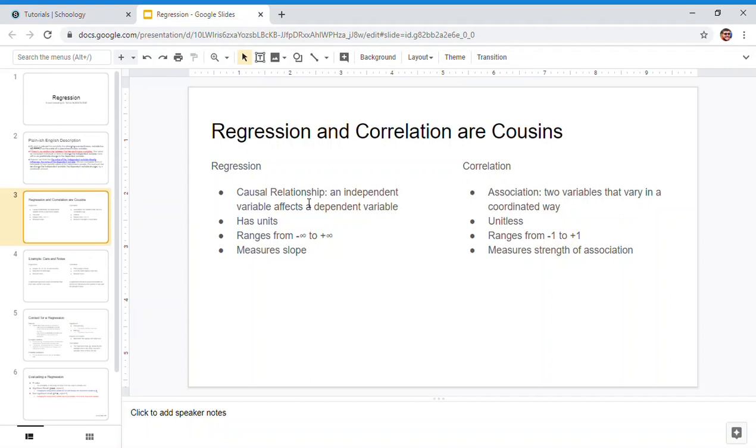So regression and correlation are cousins. They both deal with two continuous variables. Regression talks about a causal relationship. Correlation talks about association. Regression is in units, so we would say you go up by so many pounds for every foot that your height increases. Correlation is unitless. You just say there's a correlation between height and weight. Since regression has units, it goes from negative infinity to infinity. Correlation is bounded between 1 and negative 1. So regression measures slope. It lets you make direct predictions about the dependent variable based on changes in the independent variable. Correlation measures the strength of association. So it says, well, we think that the dependent variable will change when we change the independent variable by a certain amount, but we don't know the exact number.